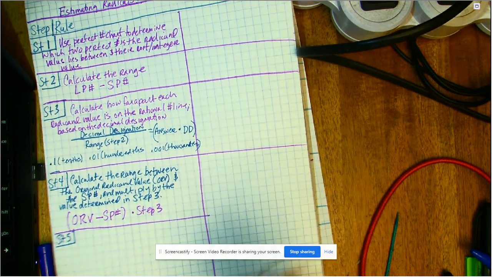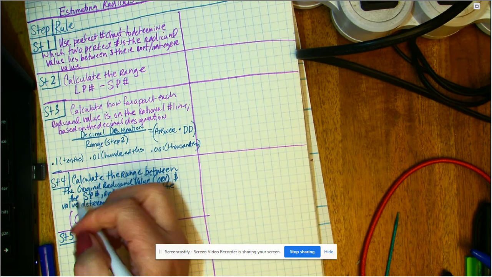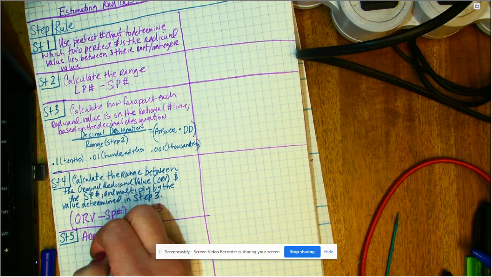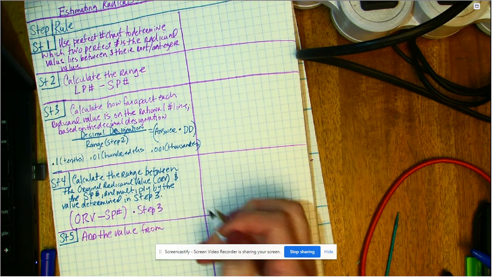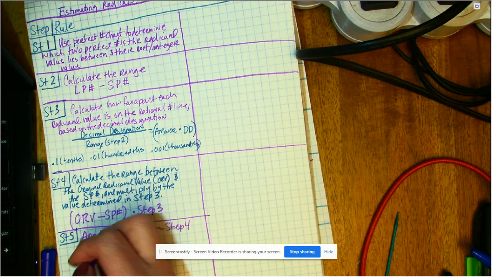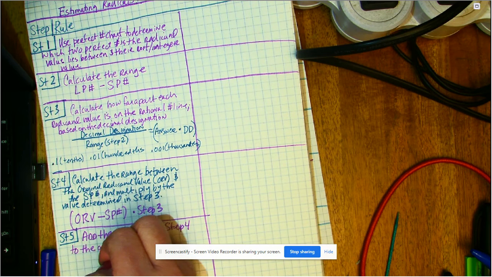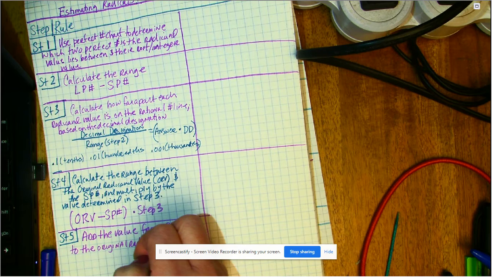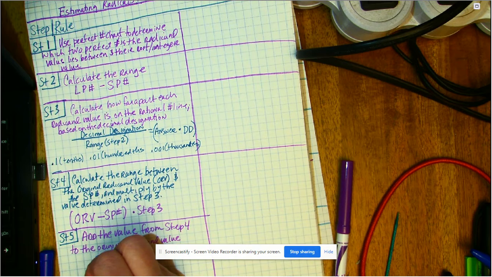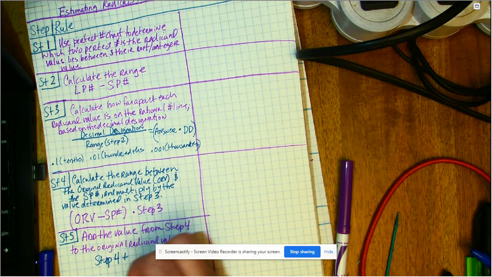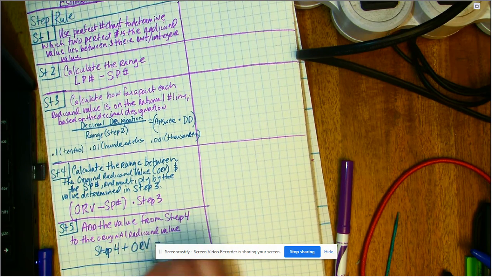And I know it seems like a lot, but none of these values are very hard to come up with. So step 5, add the value from step 4 to the original radicand value. So step 4 plus the original radicand value. And that's going to equal, you got it, our answer.